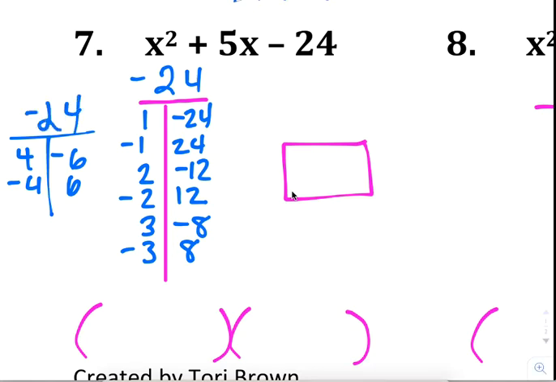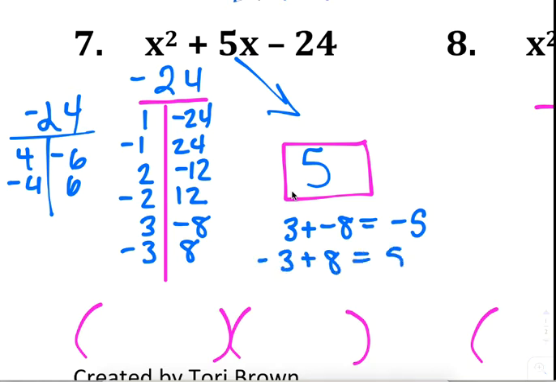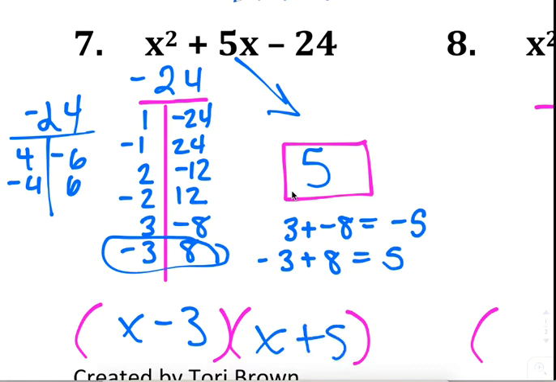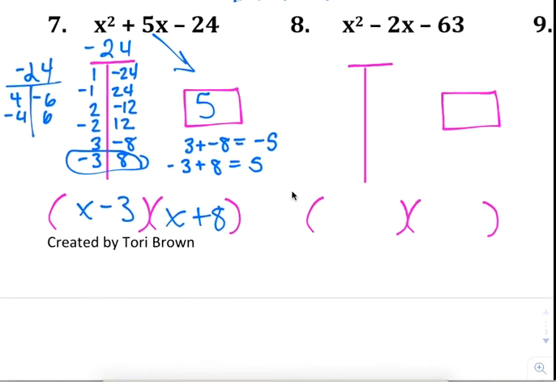Okay? All right, out of all of those pairs, I need the one that adds up to 5. Okay? So if I look at that 1 minus 24, no, that's not going to work. 2 minus 12, that will give a negative 10. Okay, so we don't want 10s. 3 and a negative 8, so 3 plus negative 8 would give negative 5. That's close. Negative 3 plus 8 would give a positive 5. So we want this pair. We want the 3 to be negative, so x minus 3, and the 8 to be positive, x plus 8. Okay, we're done with number 7.